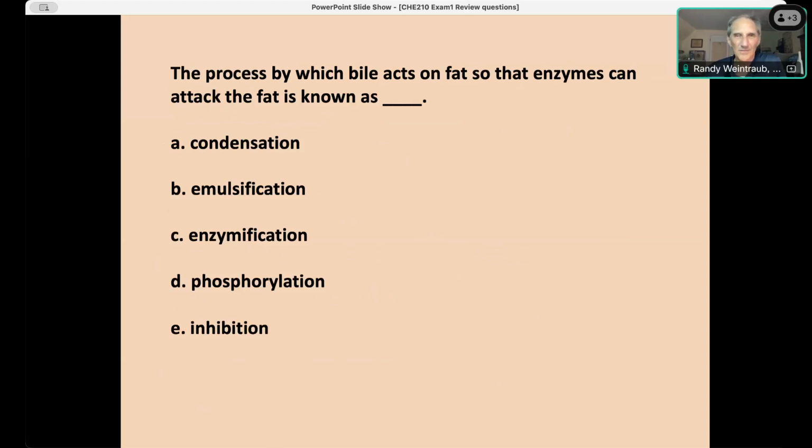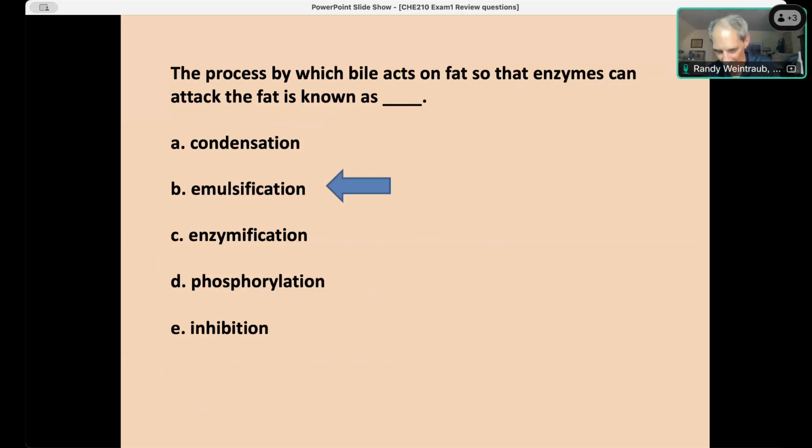The process by which bile acts on fat so that enzymes can attack the fat is known as emulsification. So fat, when it's in an aqueous environment, which most of our body is, water-based, is going to clump up, and to spread that out, the bile salts, the bile opens that up so that the fat can be digested, mostly triglycerides, right? That's the major lipid that we get from foods, triglycerides.